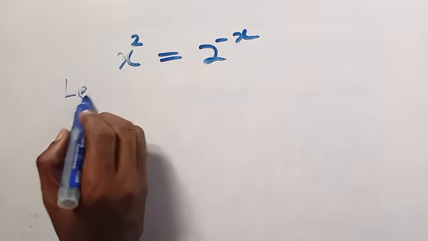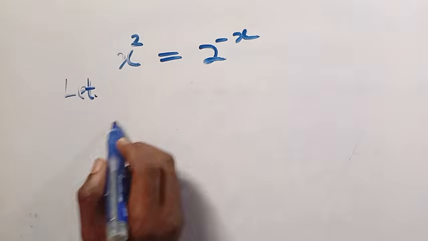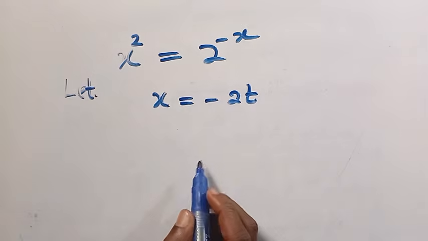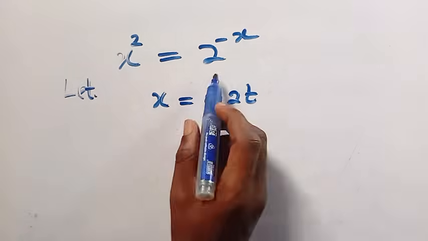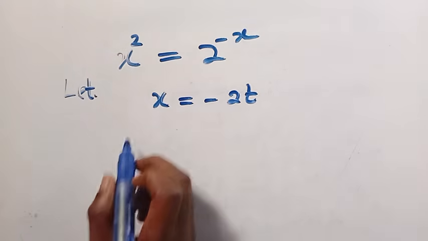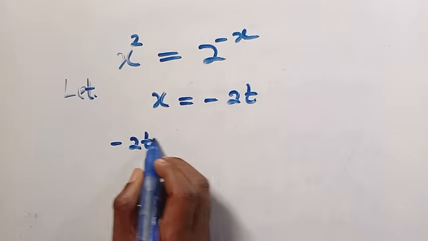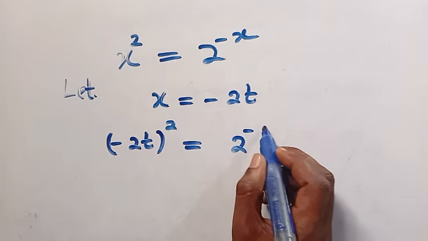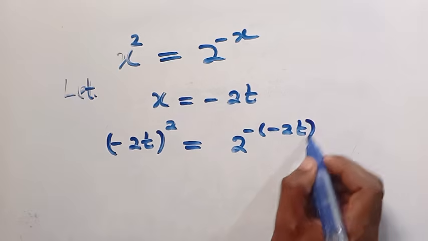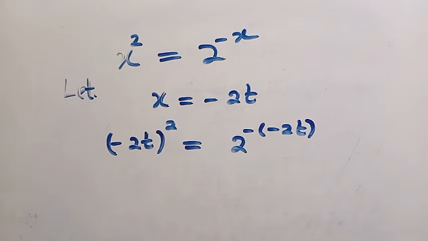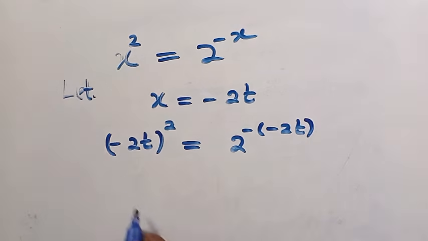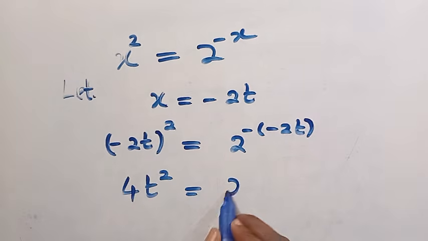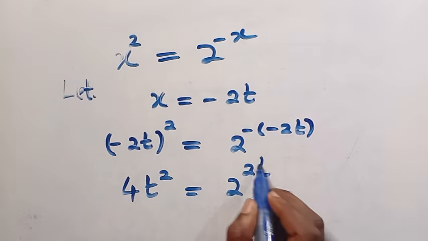Let's say I let x be equal to minus 2t. Anywhere I see x, I change it to minus 2t. So therefore, we have minus 2t raised to power 2 equals 2 raised to power minus 2t. And from here, following the rule of exponent, this becomes 4t squared equals 2 raised to power of 2t.